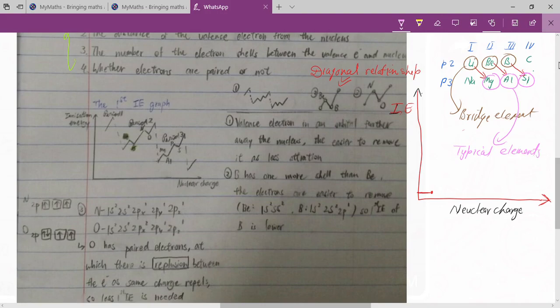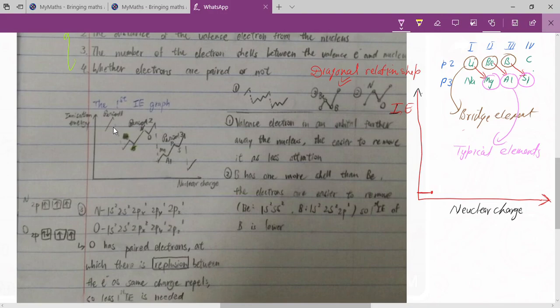Understand, beta? So in the first one they are explaining about bridge elements. You can see period 1, period 2 and period 3. In period 1 there is less energy, in period 2 a little bit more energy, in period 3 more energy. So what does it mean? As the electron would like to be away from the center, its nuclear charge will increase and ionization energy will decrease.